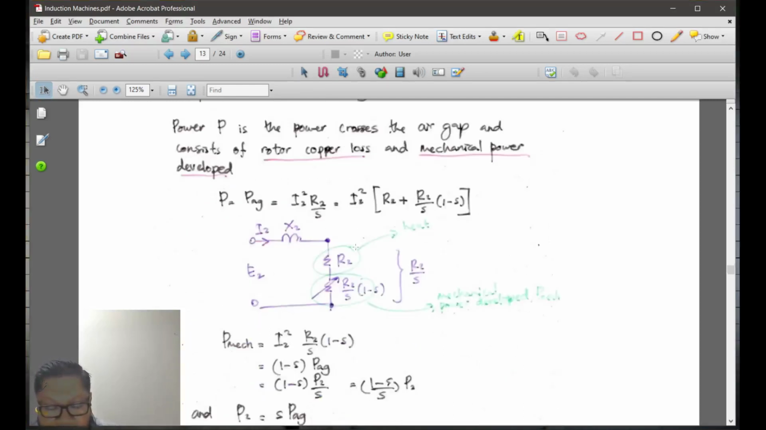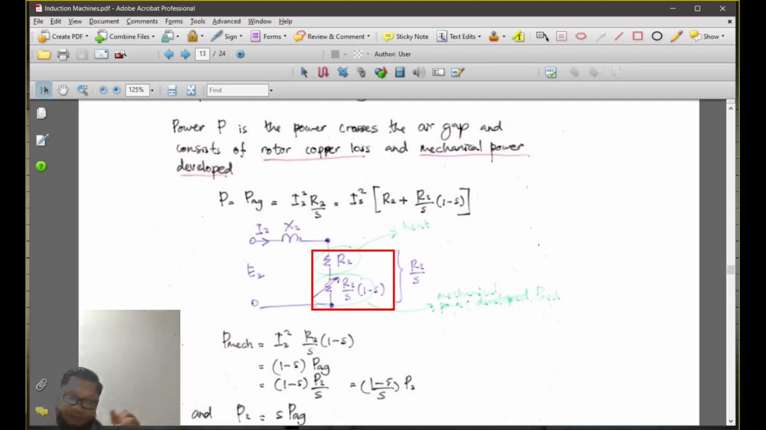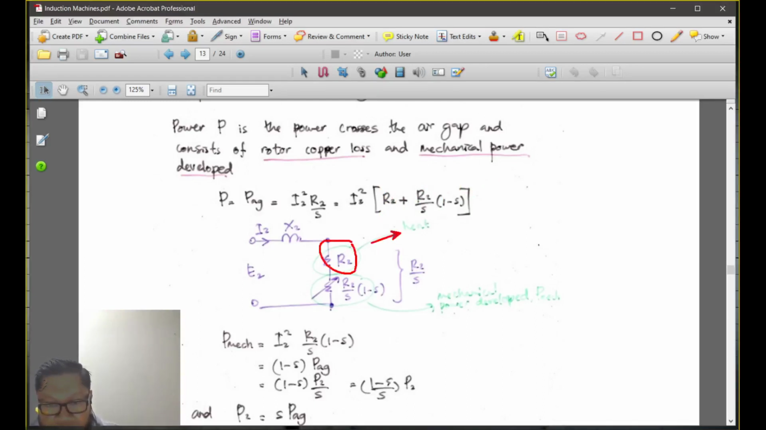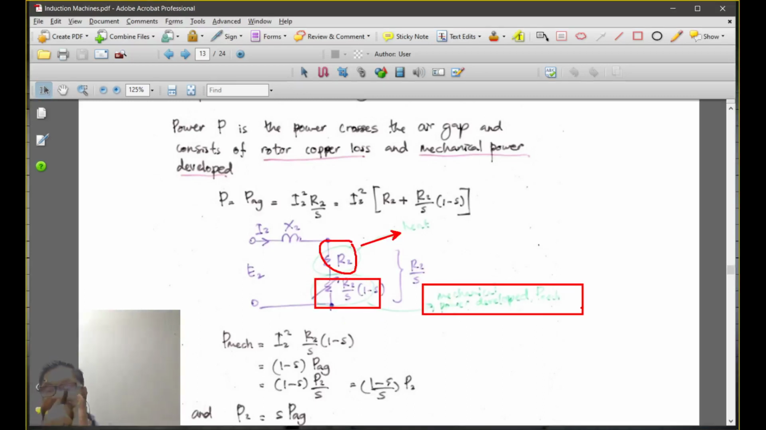And the R prime 2 over S can be separated into two components: R2 and R prime 2 times (1 minus S) over S. The R2 will produce the heat, and the other component produces the mechanical power developed, Pmax, R prime 2 (1 minus S) over S. So if we add these two, it becomes R2 over S again.